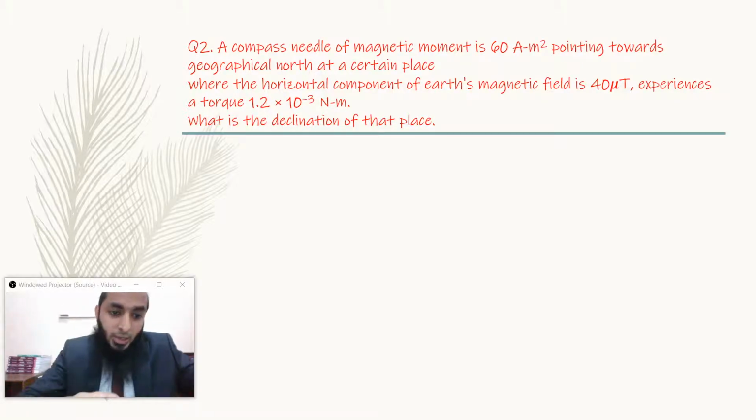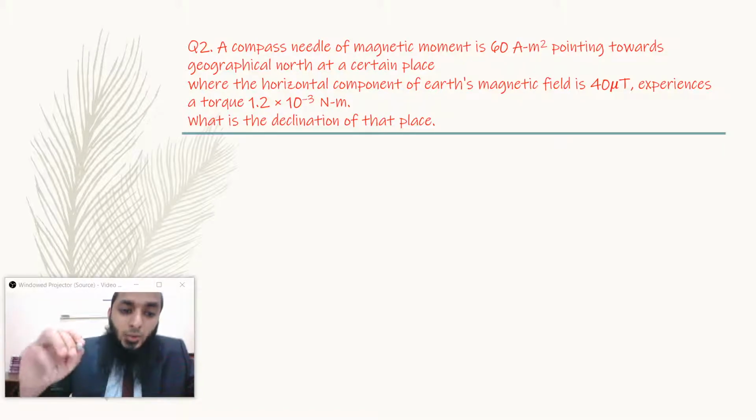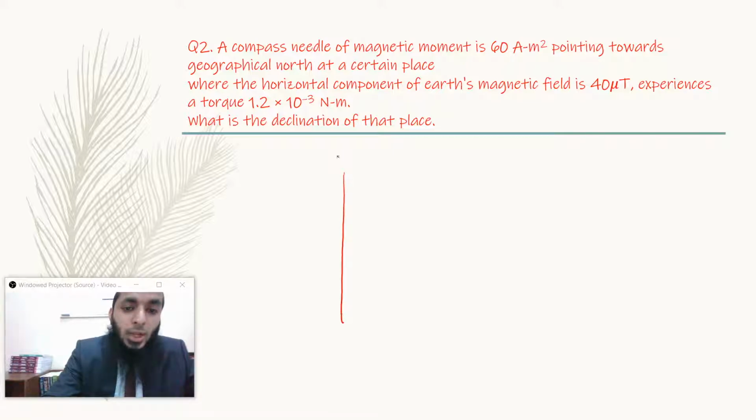So let's write the given data. First of all, they are saying along the geographic north. So this is the geographic north-south direction, north, and this is south.